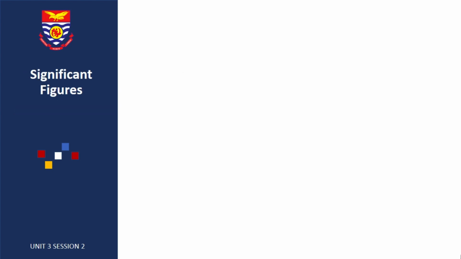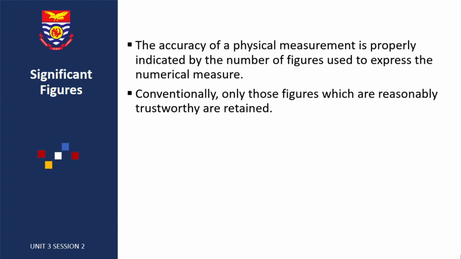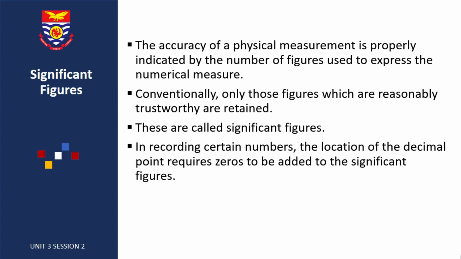Now let's look at significant figures. The accuracy of a physical measurement is properly indicated by the number of figures that are used to express the numerical measure. Conventionally, only figures that are reasonably trustworthy are retained. Those figures that are reasonably trustworthy and retained in our measured values are the figures we call significant.